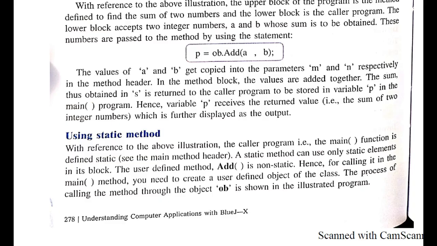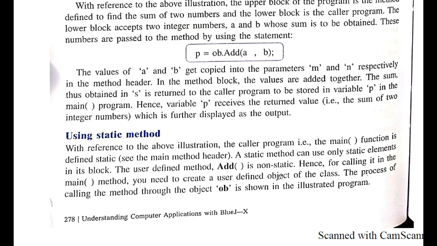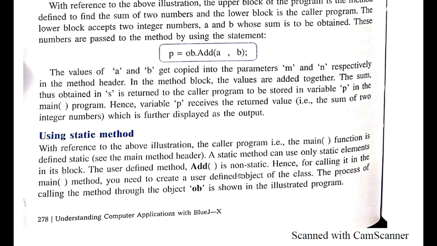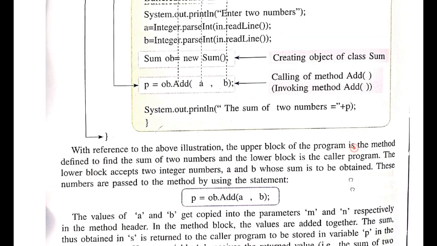Let's see using static method. With reference to the above illustration, here one program is there, a caller program. That means the main function is defined static. A static method can use only static elements in its block. The user defined method, here it is add, is not static. Hence, for calling it in the main method, you need to create a user defined object of the class. The process of calling the method through the object OB is shown in the illustrated program. You can see here.